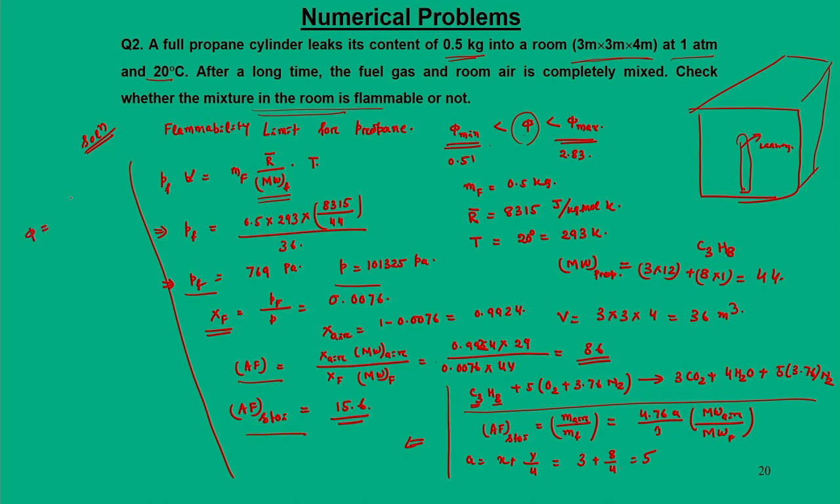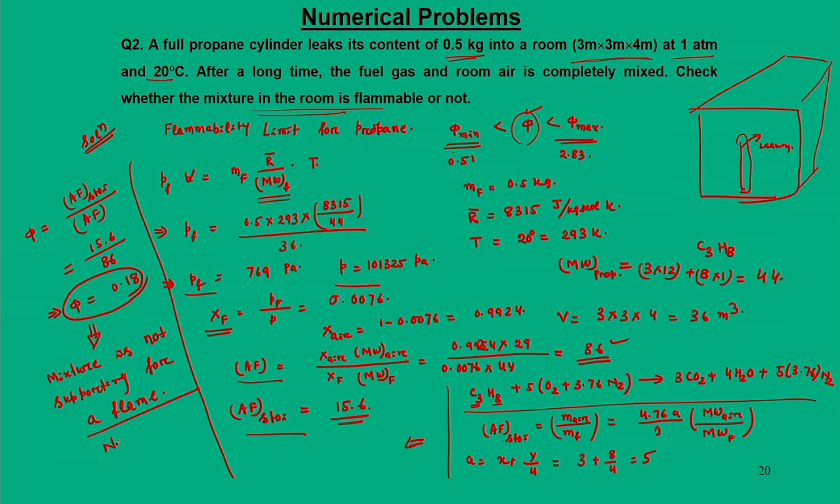So we have the air fuel ratio and the stoichiometric air fuel ratio. So recall the basic definition: phi is AF stoichiometric by AF, and this number is 15.6 divided by 86. So phi is equal to 0.18. So this is exactly what we are expected to find. And this means it is not within this limit. So this will imply the mixture is not flammable, or the mixture is not supporting a flame. So it implies it is non-flammable.